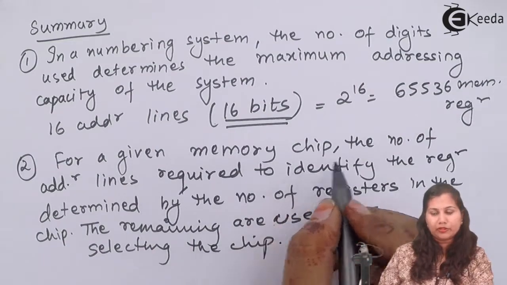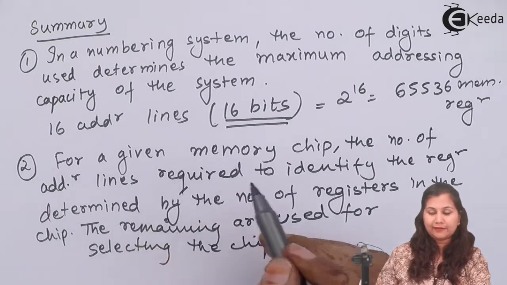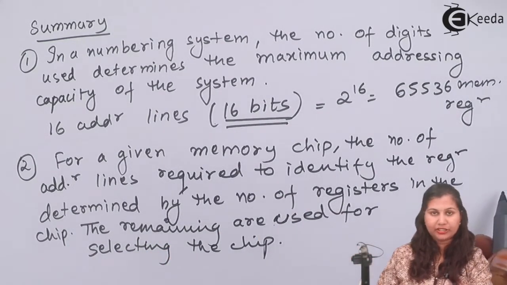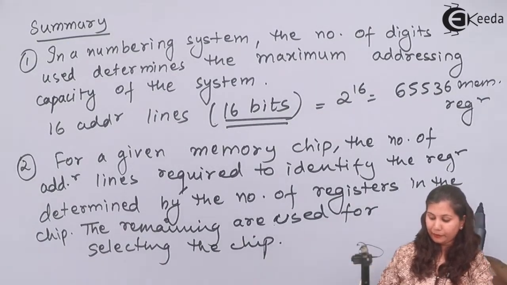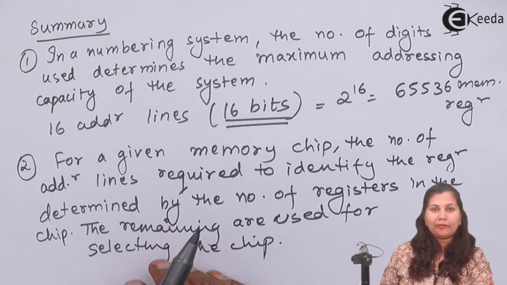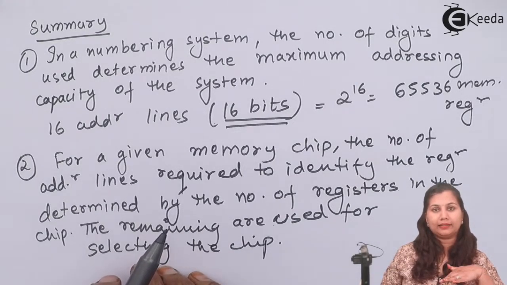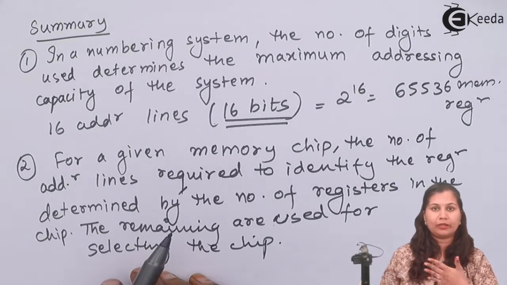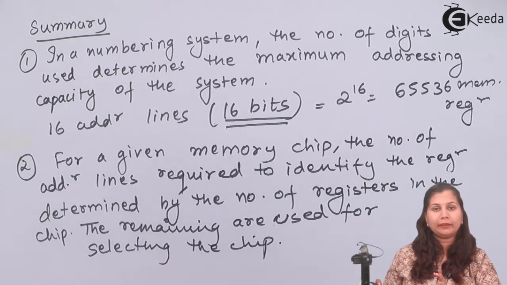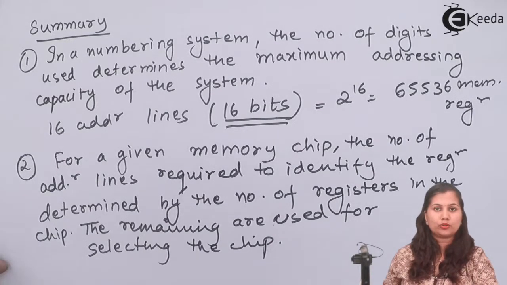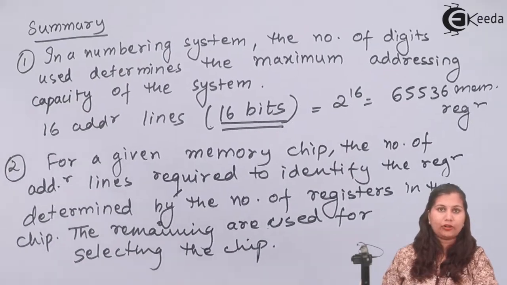So for a given memory chip, the number of address lines which are required to identify the register is determined by the number of registers in the chip. How many registers are present in the chip will determine how many address lines are required to address them. And the remaining address lines can be used for the selection of the chip, that is, to be connected to the chip select signal.